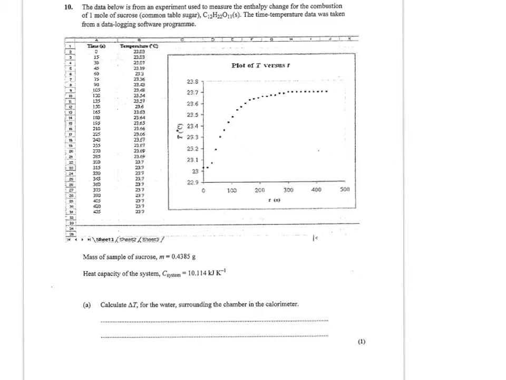And it says the sample was 0.435 grams. The heat capacity of the system, now this is capital C. It's not the specific heat, it's the heat capacity. So you notice the unit is 10.114 kilojoules per Kelvin degree. That would be exactly the same in Celsius degrees, because a Kelvin degree and a Celsius degree are exactly the same amount of energy. They're just 273 degrees apart on the charts.